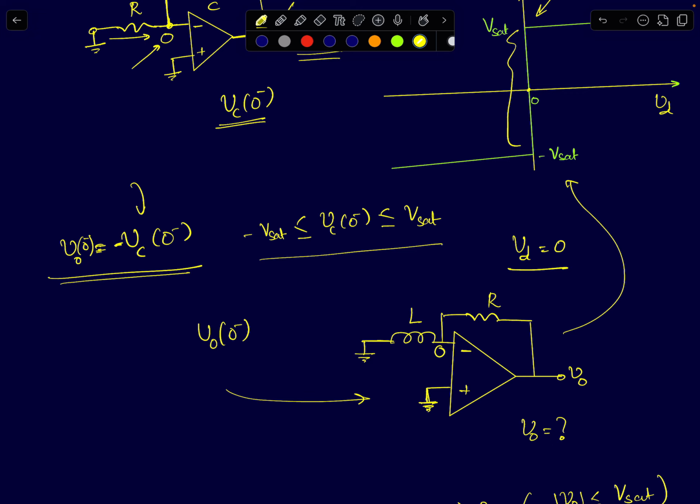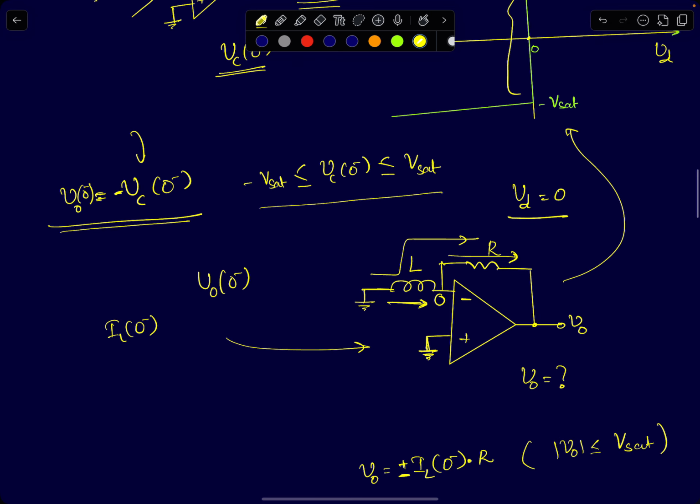If you have to precisely tell what the output voltage of this op amp will be, then you have to know the initial condition, which is the current flowing through the inductor. You have to know what is IL of 0 minus. If you know IL of 0 minus, then the same current that flows through the inductor also flows through the resistor. So the output voltage in that case will be given by minus IL 0 minus times R.